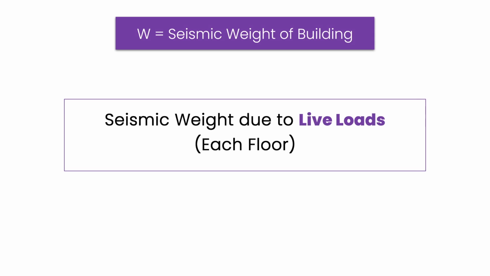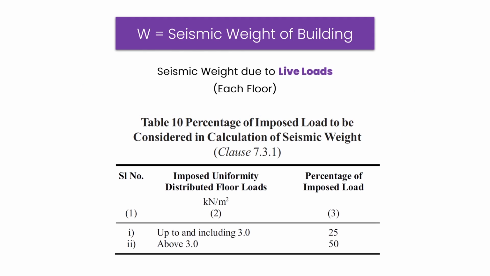So let's find out the live load now on each floor. The live load values, however, will not be 100% applied. As per table 10 of IS 1893, it clearly states that values of live load up to and including 3 kilonewton per meter square will have a contribution of only 25%. And everything above 3 kilonewton per meter square will have a contribution of 50%. So that is what we are working with. And in our case, the value, if you remember, is 4 kilonewton per meter square. So we will be working with this contribution of 50%.